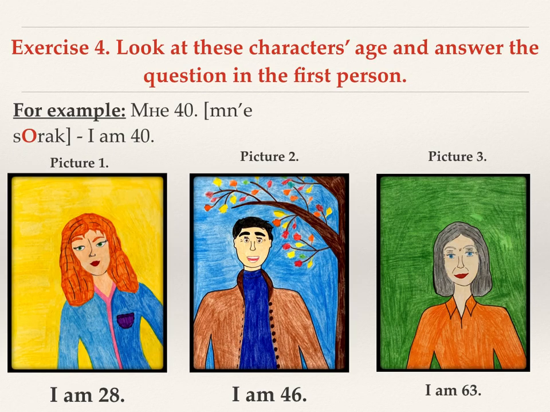Exercise 4. Imagine that you are these characters. Pause the video and answer the question in the first person. For example, Мне 40. I am 40. Answer to the question. Picture number 1. Сколько тебе лет? Picture number 2. Сколько тебе лет? Picture number 3. Сколько тебе лет?